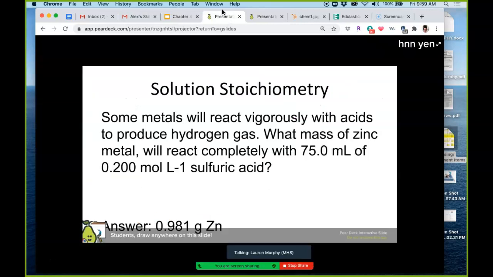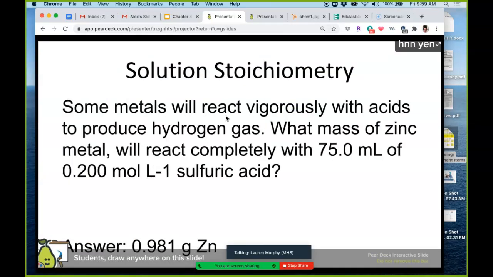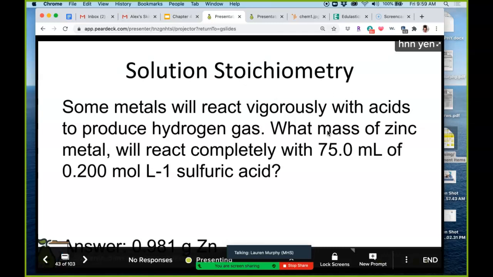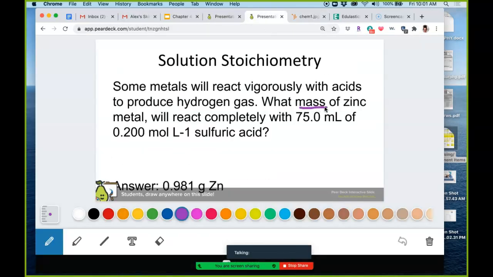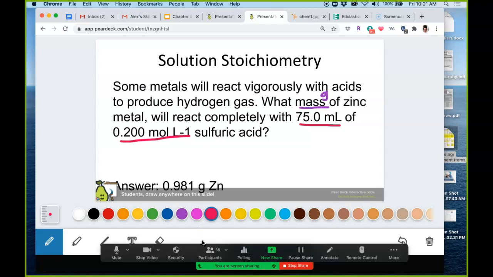So let's try a practice problem. It says some metals will react vigorously with acids to produce hydrogen gas. What mass, now remember mass means grams, what mass of zinc metal will react completely, and then I give you a volume and a molarity. Remember, this means moles per liter sulfuric acid. So molarity and volume can get me moles. Now, the first thing you need to do, though, is write out a chemical reaction. So we'll do this one together.